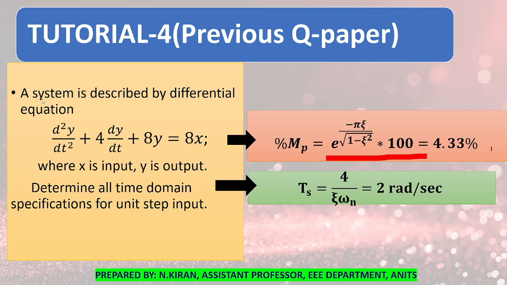Next is the settling time, 4 by zeta omega n. Upon substitution of zeta and omega n values will give me the value of settling time as 2 seconds.